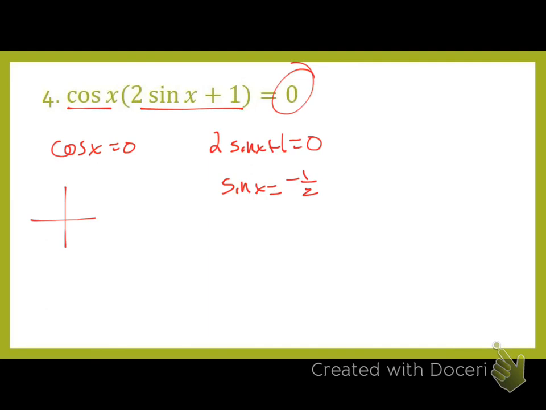So where is cosine 0? Well, cosine is 0 at 90 and 270. So two of our solutions are going to be 90 degrees and 270. All right, now the other one. Got to figure out where sine is negative. Well, sine is negative in quadrant 3 and quadrant 4.